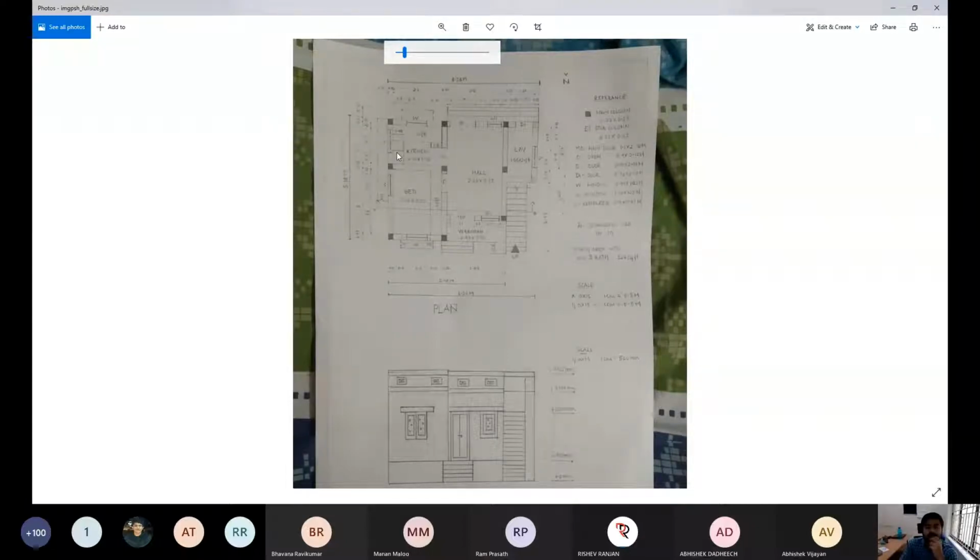Abhishek is there. This is the cupboard portion. Is there anything mentioned in that figure? It's a loft, I guess. Okay.